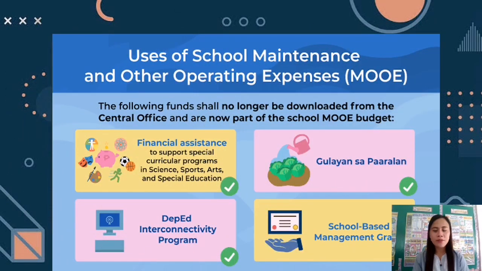The following funds shall no longer be downloaded from the central office and are now part of the school MOE budget, such as the financial assistance to support the special curricular programs in science, sports, arts, and special education. Next is the Gulayan sa Paaralan, the DepEd Interconnectivity Program, and also the School-Based Management Grant.